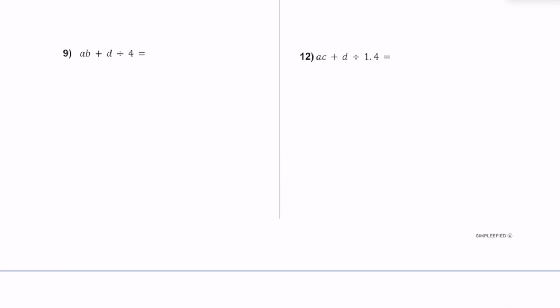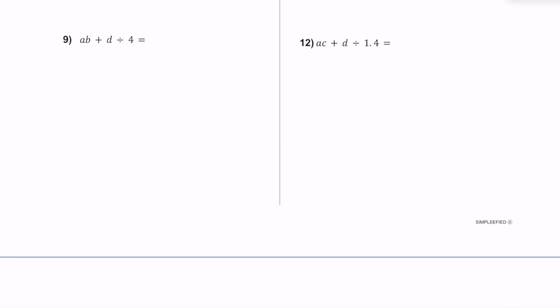All right, let's check out number 9. For this one, we have a, b in the beginning. So it's a times b. Let's go ahead and plug in a is going to be 0.6. B we know is 3.2. So we're going to multiply this by 3.2, using parentheses to show that multiplication. Plus we have d, which we know is 1.96. And then we're going to divide that by 4.